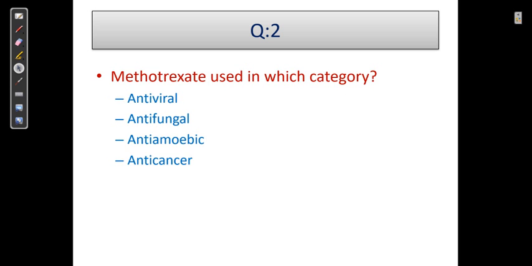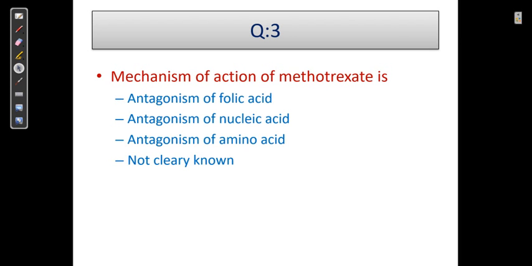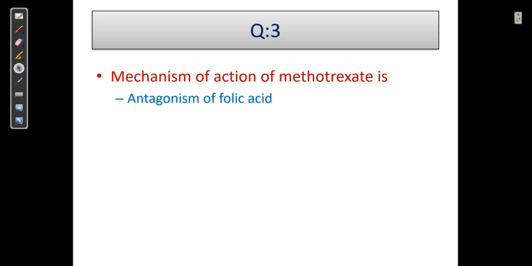Methotrexate used in which category? Antiviral, antifungal, antiamoebic, anticancer. It is used as an anticancer. Mechanism of action of methotrexate is antagonism of folic acids, antagonism of nucleic acid, antagonism of amino acids, not clearly known. So the correct one is antagonism of folic acids.